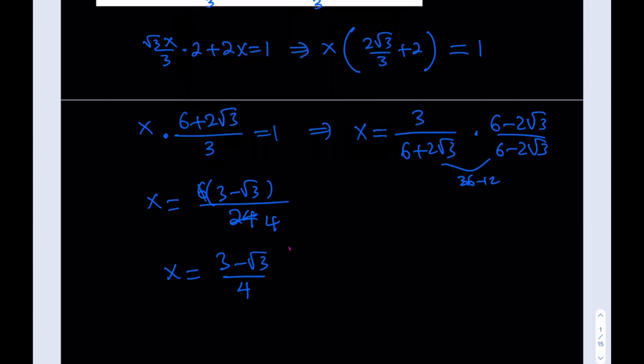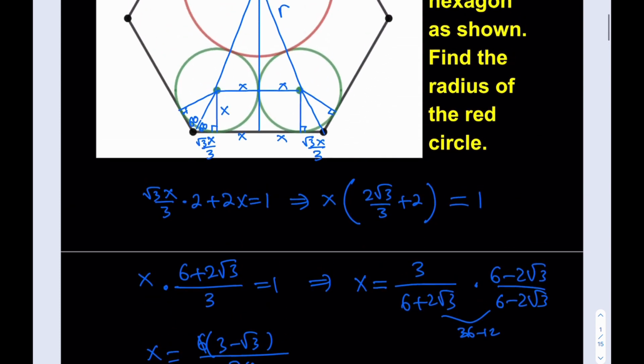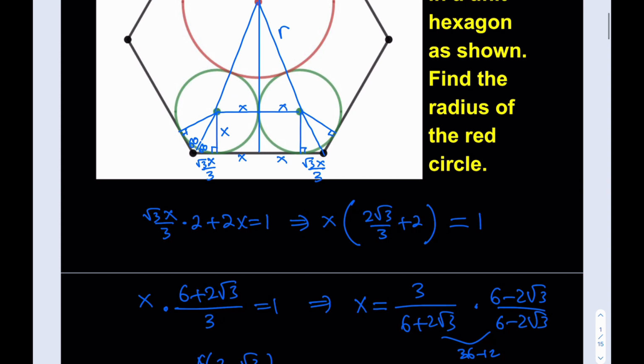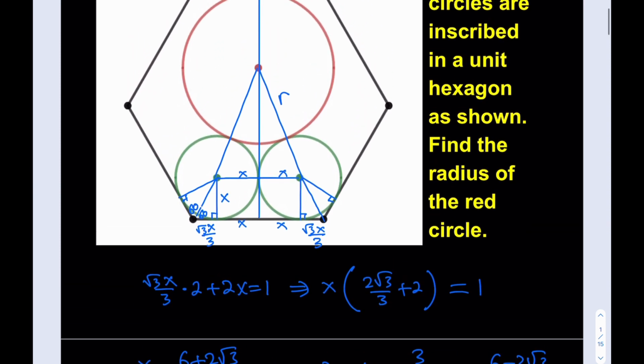All right, let's change colors here and let's see how we can use it. Awesome. So now I got x, which is the radius of the green circle. Let's go ahead and write an equation to find the radius of the red circle. How do we do that? Okay, so this is x and this is r.